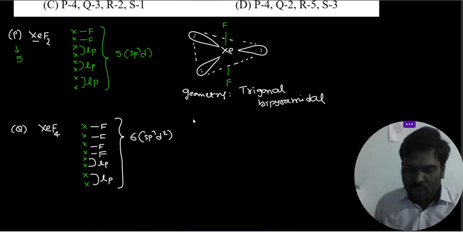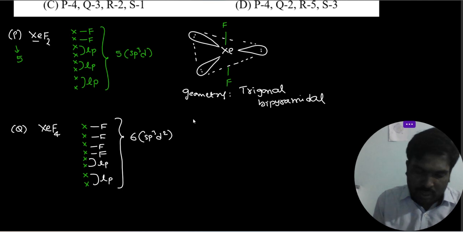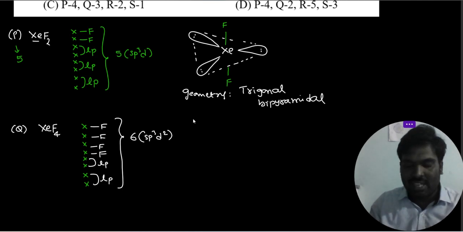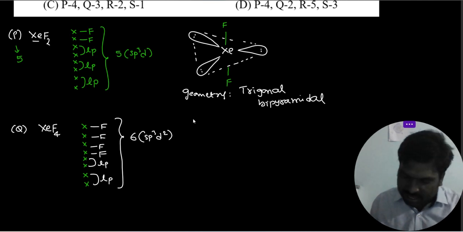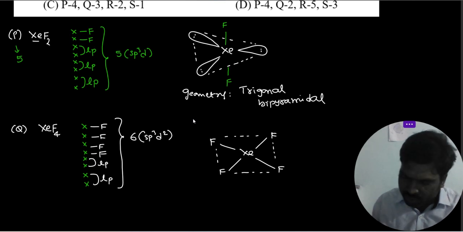6 means sp3d2. Geometry means we take lone pairs and bond pairs. So what is the geometry here? 6 means octahedral, and 5 means trigonal bipyramidal geometry. So here we can write xenon, octahedral, with fluorine, fluorine, fluorine, fluorine, and one lone pair on the top side and one lone pair on the bottom side.